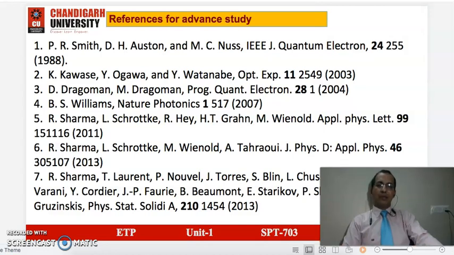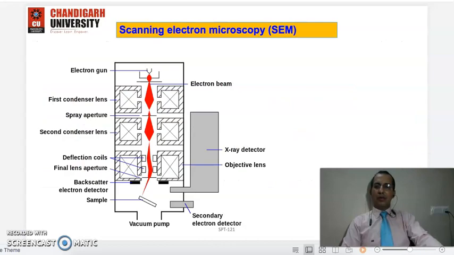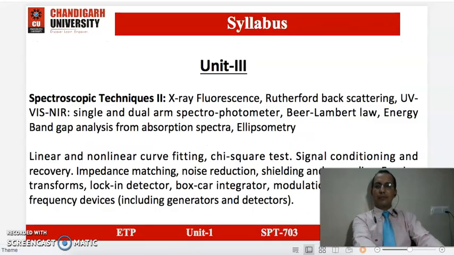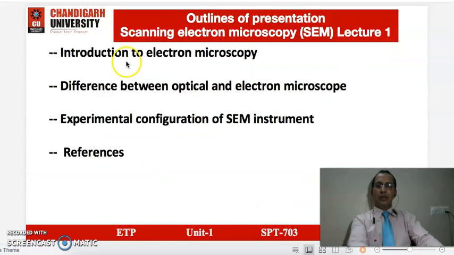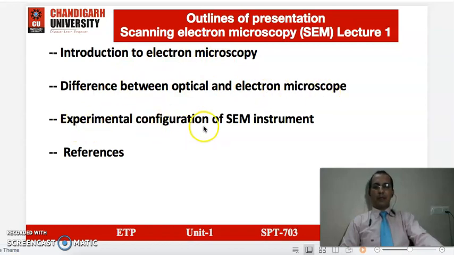But what we have covered in this case, if you recall, is how it works, introduction to electron microscopy, the difference between the optical and electron microscope, the experimental configuration of the SEM instrument, and references. So with more study we can come to the next chapter.